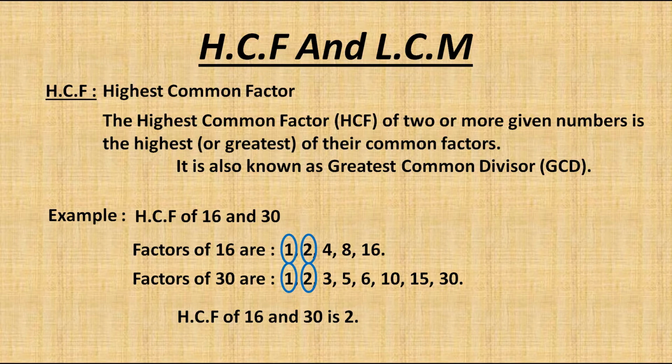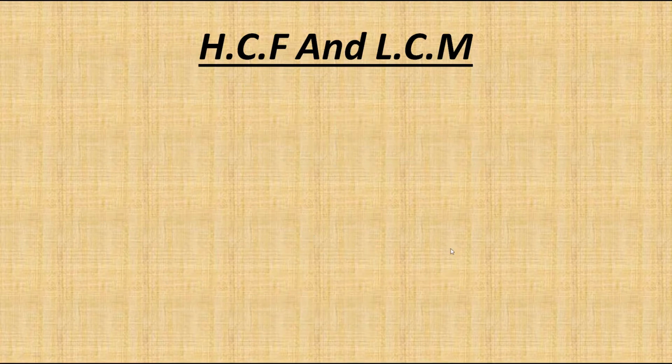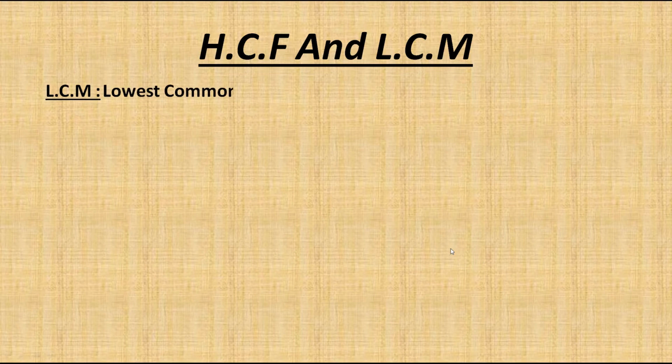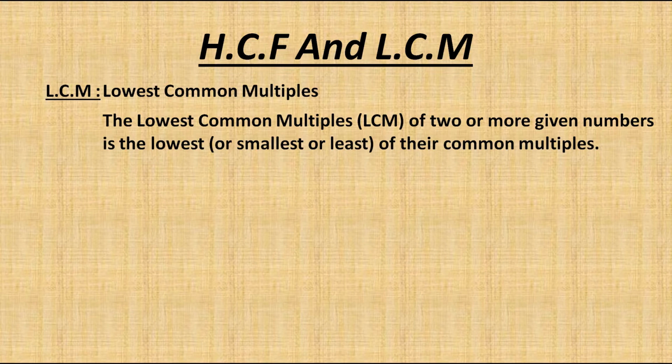Okay, now let's think about LCM. The expansion of LCM is lowest common multiple. Now here we must know how to find multiples, and about multiples also I had explained in that video. Okay, so once you find multiples, then we have to choose the common multiples, and from those common multiples, the one which is the lowest is the LCM of those numbers. Okay, so the definition of LCM, the lowest common multiple: LCM of two or more given numbers is the lowest or smallest or least of their common multiples.